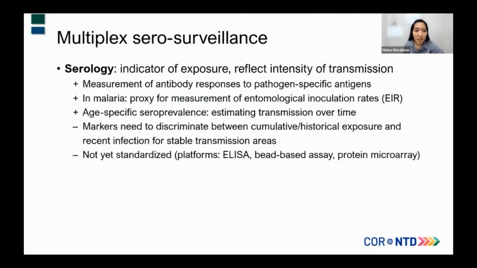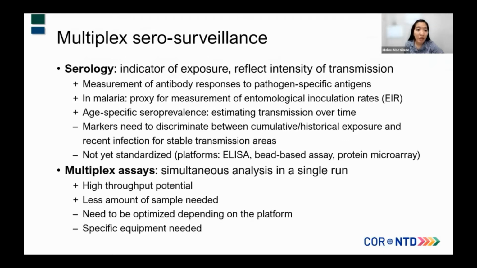So serology is the measurement of the antibody responses to pathogen-specific antigens in a sample, usually blood sera. And through this, we get an idea of the exposure of an individual to a particular pathogen. In malaria, it's considered to be a proxy for entomological inoculation rates, which are the direct measurements of malaria transmission. But the disadvantage of serology is that the utility of serological markers needs to be validated in different countries and different endemic settings.